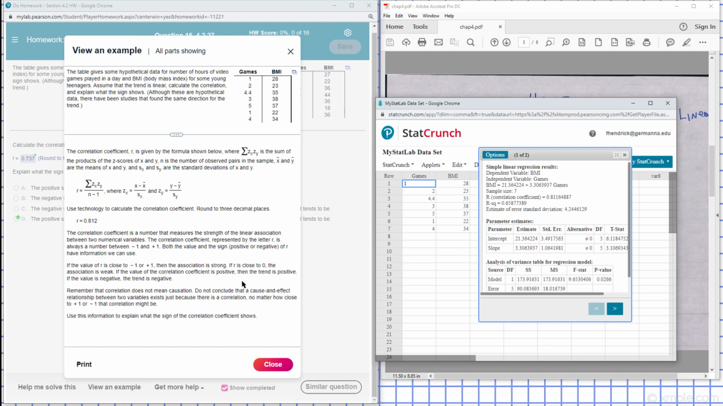So when we look at this here, we have our R value here is 0.812. That's a strong positive correlation. It was a strong positive correlation here.